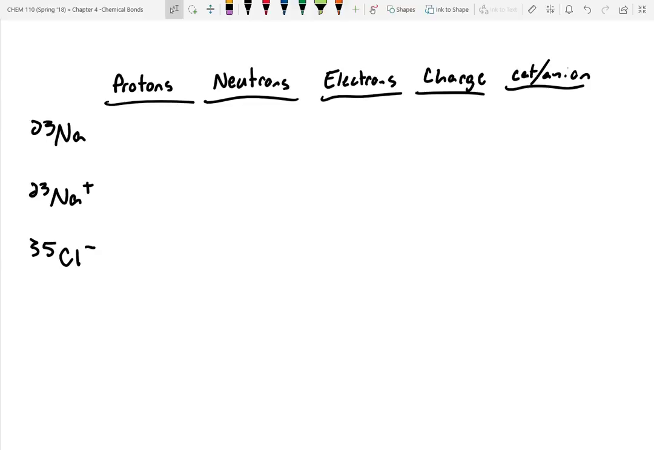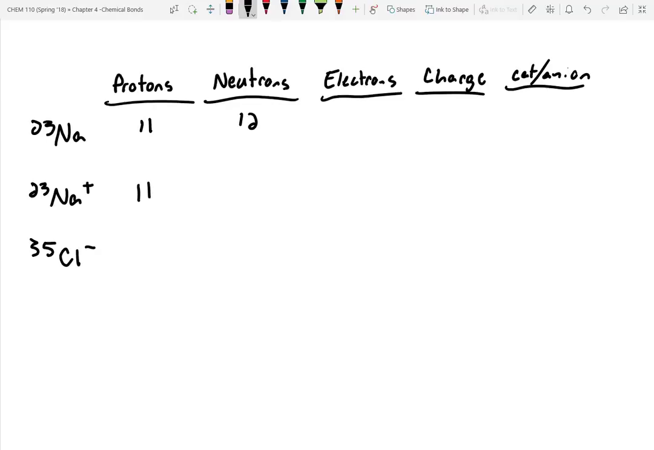All right, let's try to do this as a class. Let's start with the first one, sodium 23. How many protons does sodium always have? 11. Doesn't matter if it's cation or anion, so I'm just going to go ahead and put 11 down here too, right? All right, based on that, how many neutrons must sodium 23 have? Would it be 11 neutrons? That's the neutral charge. Neutrons don't have a charge, right? Neutrons are neutral. So 23 minus 11 means we have 12 neutrons, right?